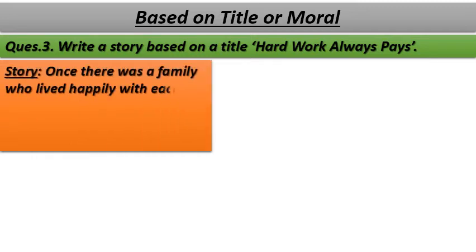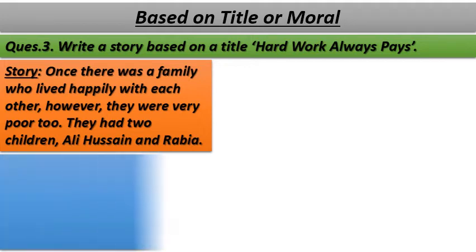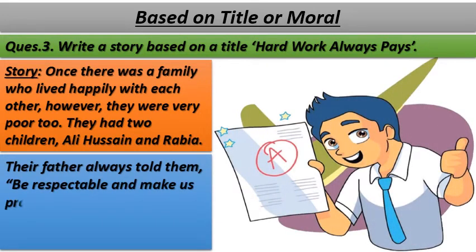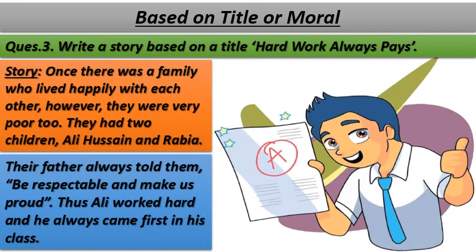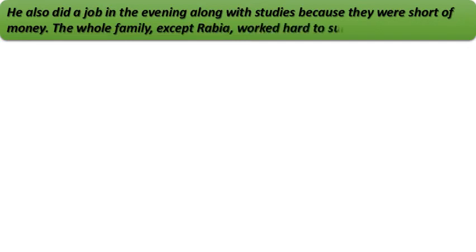The story based on the title is: Once there was a family who lived happily with each other. However, they were very poor too. They had 2 children, Ali Hussein and Rabia. Their father always told them, "Be respectable and make us proud." Thus, Ali worked hard and he always came first in his class. He also did a job in the evening along with studies because they were short of money. The whole family except Rabia worked hard to survive.